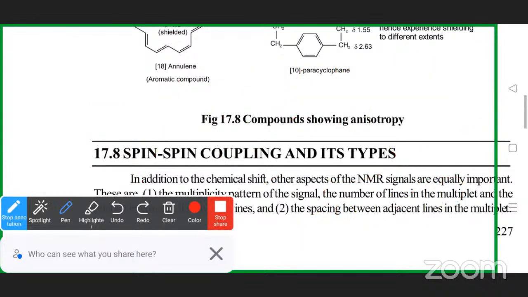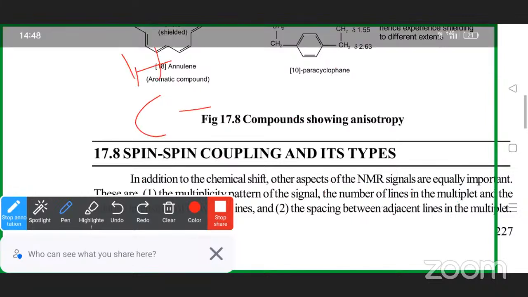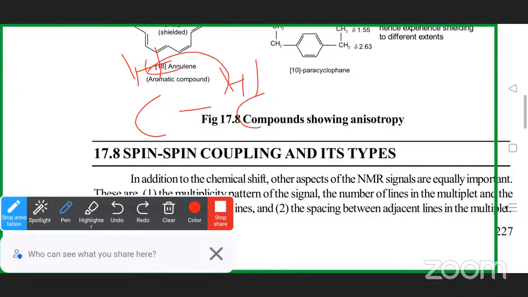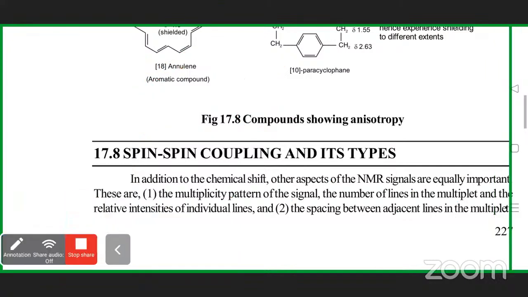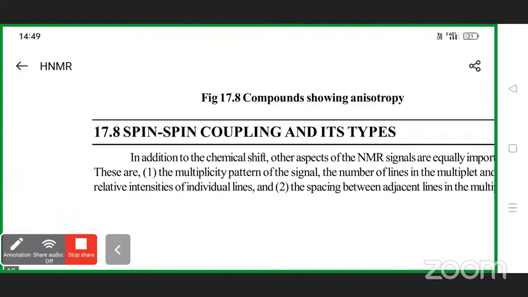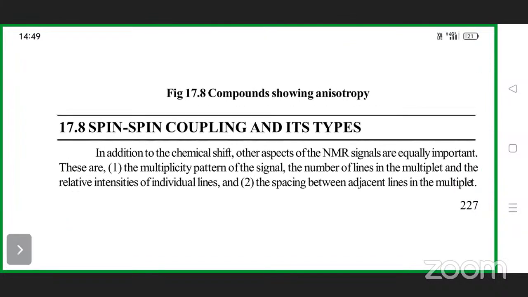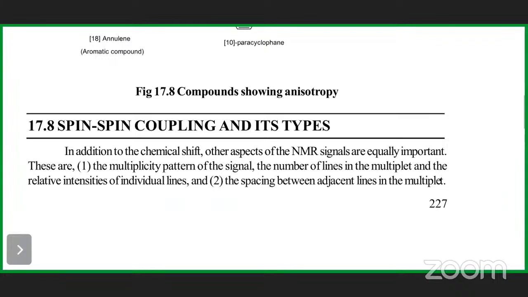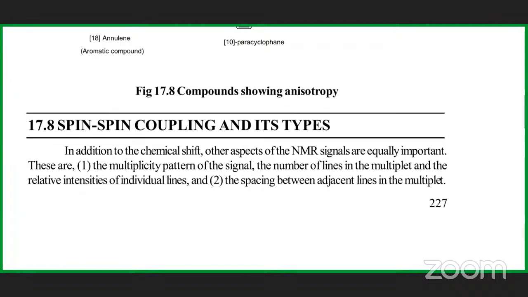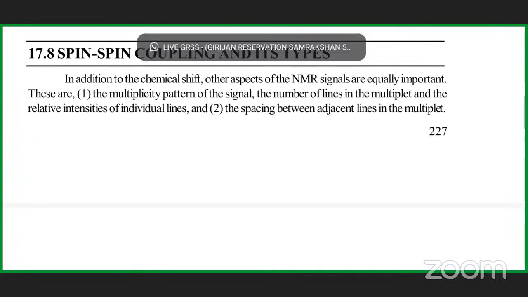For example, here is a proton, and here is another proton. This proton will be coupled with that proton, and that one with this one. Both adjacent protons are mutually coupled to each other, and due to this coupling the signals show multiplicity. We call this spin-spin coupling, the multiplicity generated in the signal due to mutual coupling of adjacent protons.